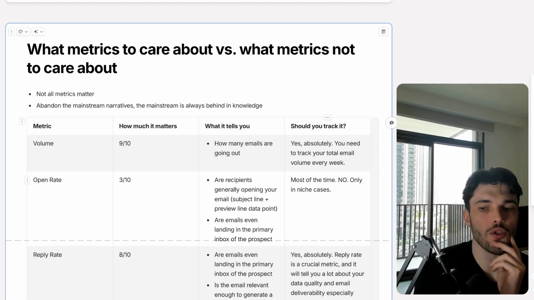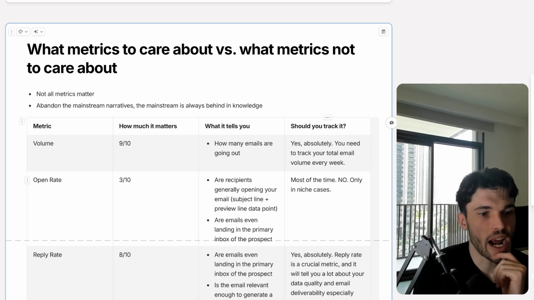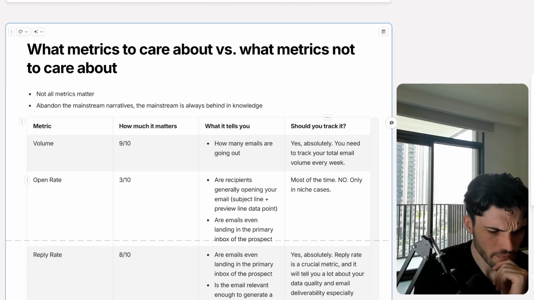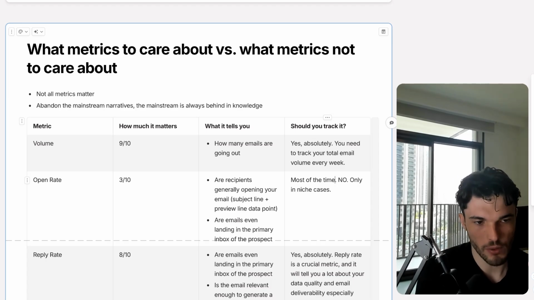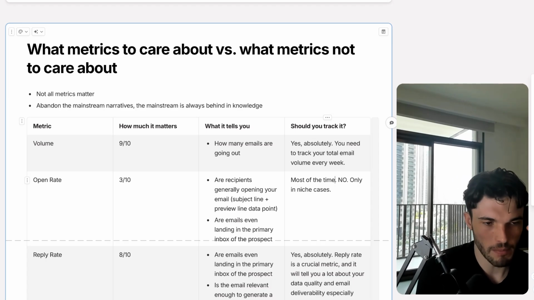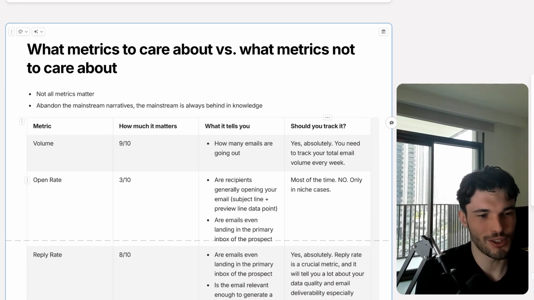And the other thing is you also have to install an open rate tracking pixel inside of the email. The issue with that is it actually lowers email deliverability, because now you're starting to install this HTML into the email. So you really need to just not track open rates.